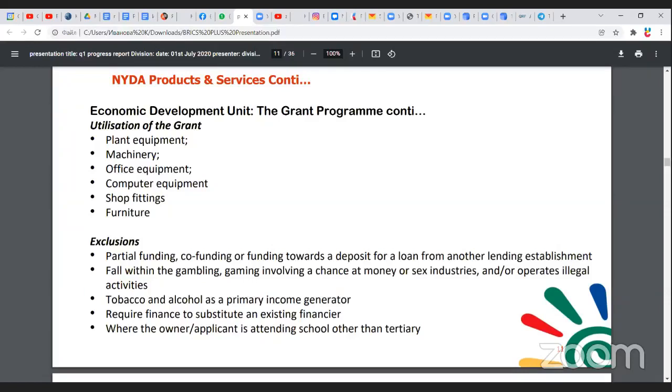Or you require finance to substitute an existing financier. So you took a loan from somewhere, and then you require finance for us to solve the other challenges that you might have encountered with the other financier. So we don't do that. Or where the owner or the applicant is attending a school other than tertiary. So if you are still in basic education, we are unable to fund. We only fund those that are already in tertiary education or not in school. You can go to the next slide.